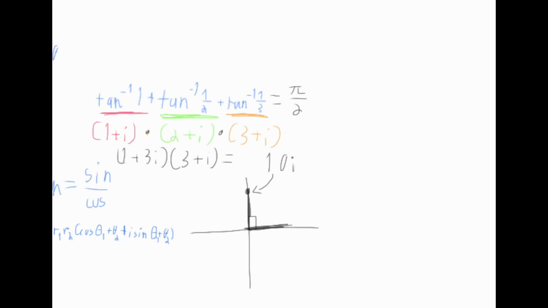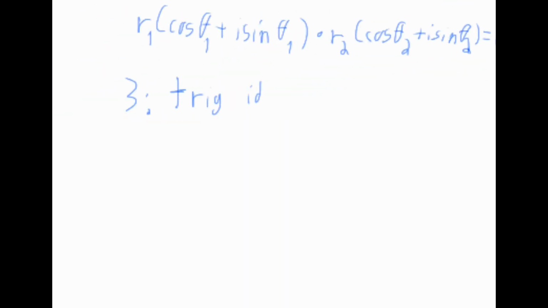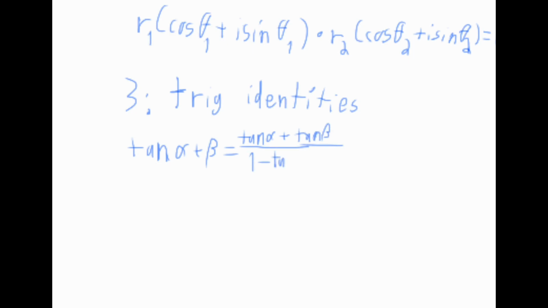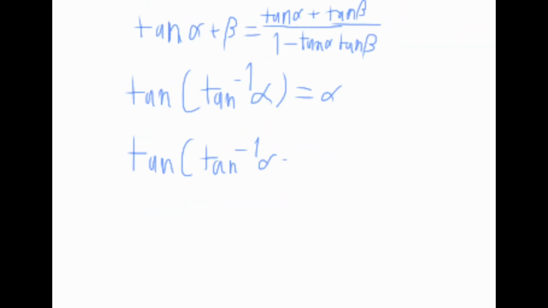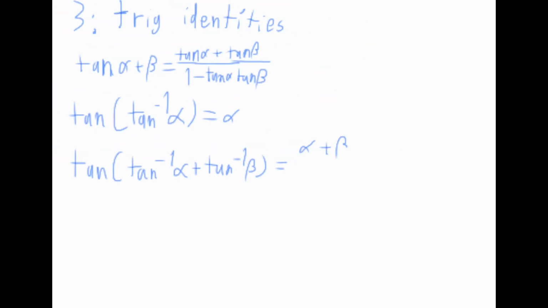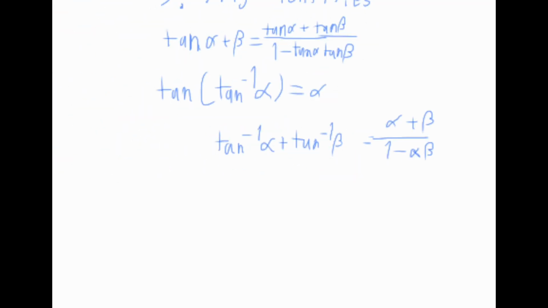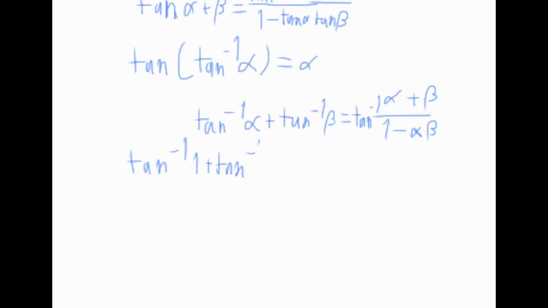The third solution brings us into uncharted territory. Since we're on the topic of a trigonometric solution, let's try to use trig identities. Specifically, the tangent of a sum of angles looks pretty useful now. Tangent of arctangent of alpha equals alpha, and tangent of arctangent of alpha plus arctangent of beta equals alpha plus beta over 1 minus alpha beta. Thus, arctangent of alpha plus arctangent of beta equals arctangent of (alpha plus beta over 1 minus alpha beta). So arctangent of 1 plus arctangent of 1/2 equals arctangent of 3.